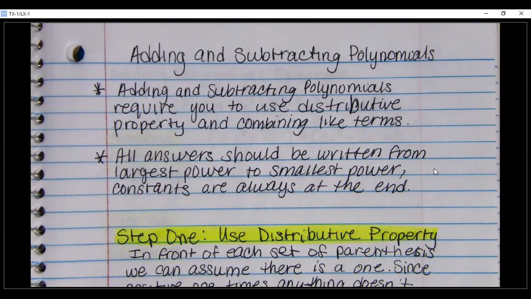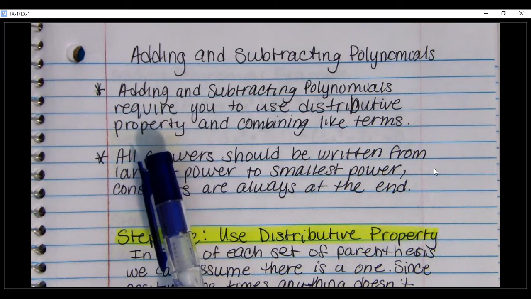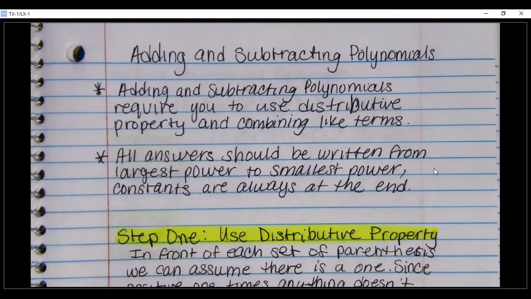Everyone. Today we're going to be looking at adding and subtracting polynomials. So some important features that you should know is that adding and subtracting polynomials require you to use distributive property and combining like terms. We learned that way at the beginning of the year. So if you need to go back and look at that, please look under quarter one or on your website.